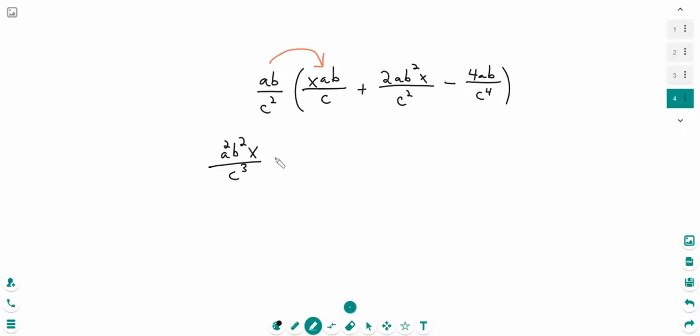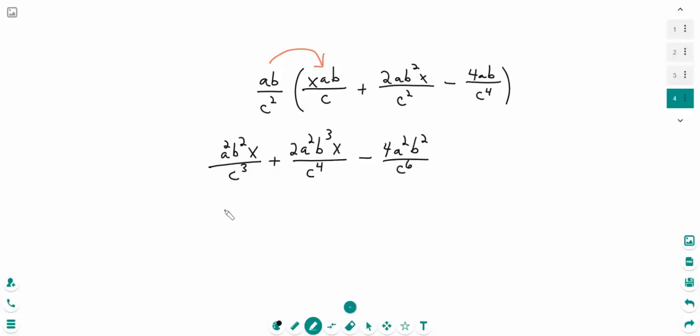We're going to have a plus, and then ab times this numerator, we're going to end up with 2a squared b to the third x over c squared times c squared, c to the fourth, minus ab times the 4ab. Well, that's going to be 4a squared b squared over c squared times the c to the fourth, which is going to be c to the sixth.